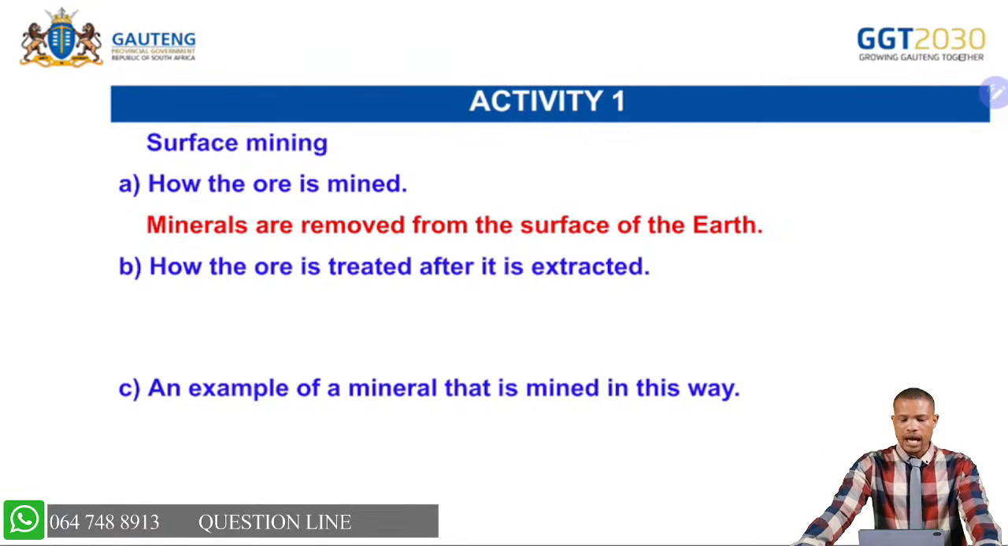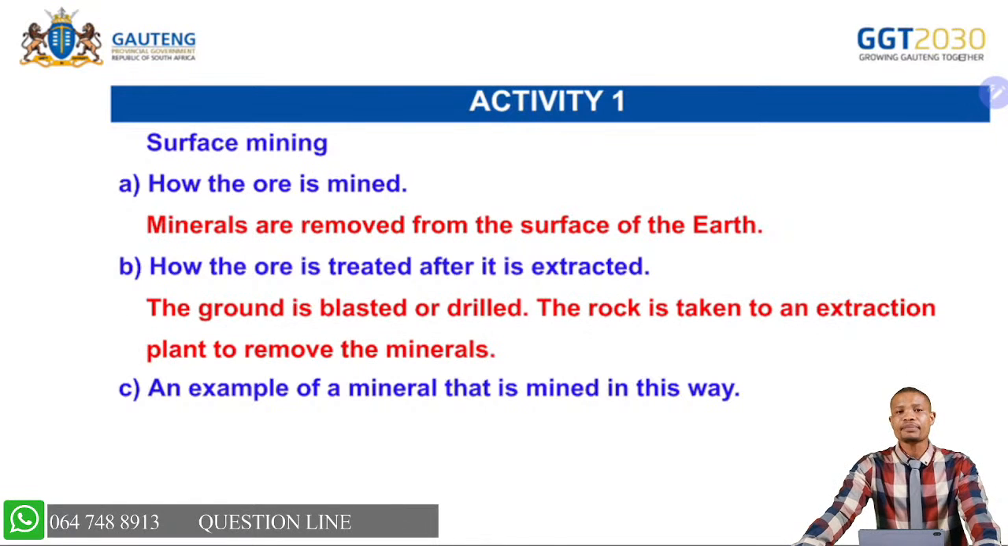How is the ore treated after it's been extracted? The ground is blasted or drilled. The rock is taken to an extraction plant to remove the minerals. This is surface mining. We blast the ground or drill the ground, and then we take the rock into an extraction plant to remove the minerals we need. An example of a mineral that is mined in this way will be coal.